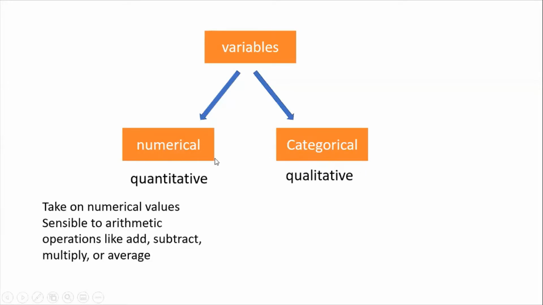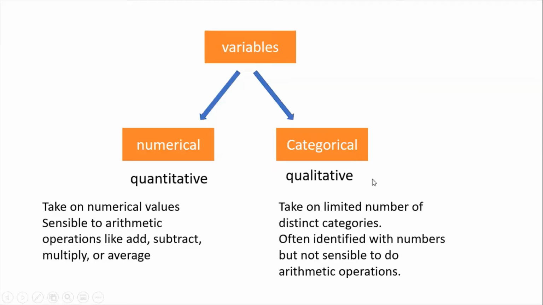Okay, so what are numerical variables? Numerical variables take on numerical values. These values make sense; they are sensible to arithmetic operations like adding, subtracting, multiplication, and averaging. So if you have a numerical variable, you can take these values and add them. It makes sense, and you can do arithmetic operations on them. So that is a numerical variable. Okay, we will talk about examples of these variable types.